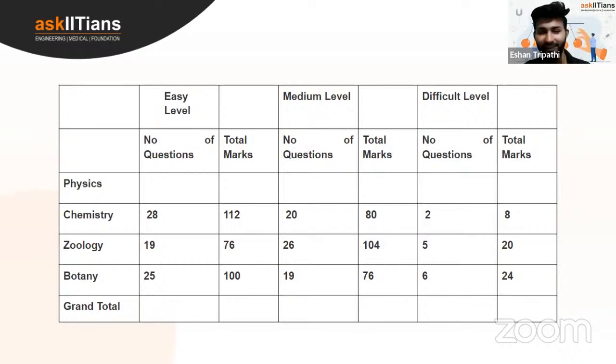But comparatively, I think, because almost all physics questions are numerical, that is what they are struggling with most. So in chemistry, as you can see, guys, there are 28 questions at the very easy level. It is not only easy, this is very easy level.